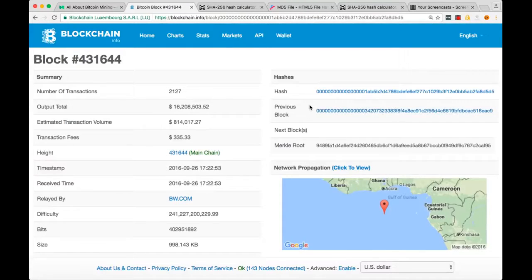Basically, miners are racing to get the hash of a block that begins with so many zeros, and it only happens statistically once every 10 minutes.